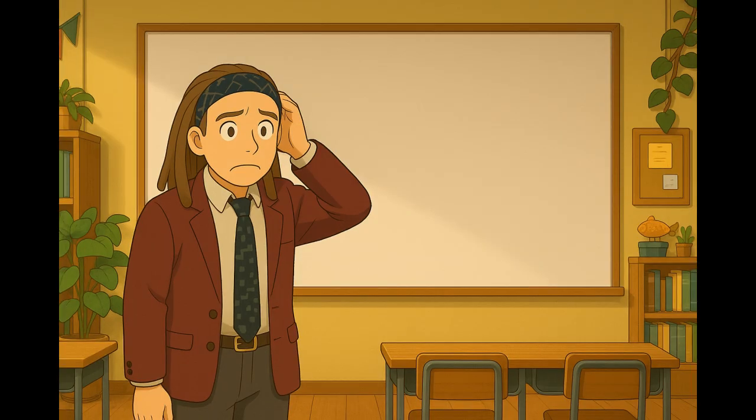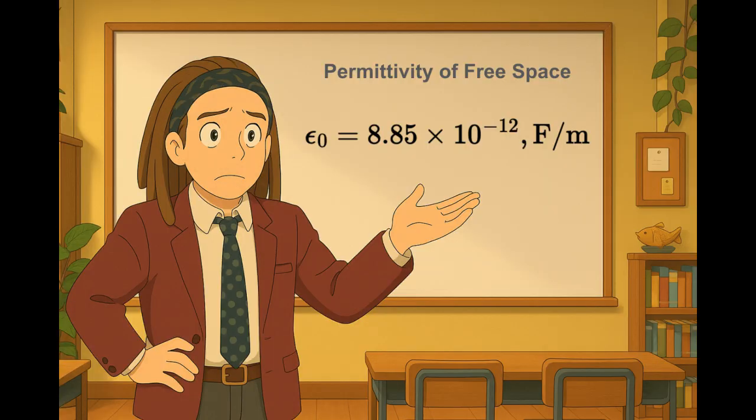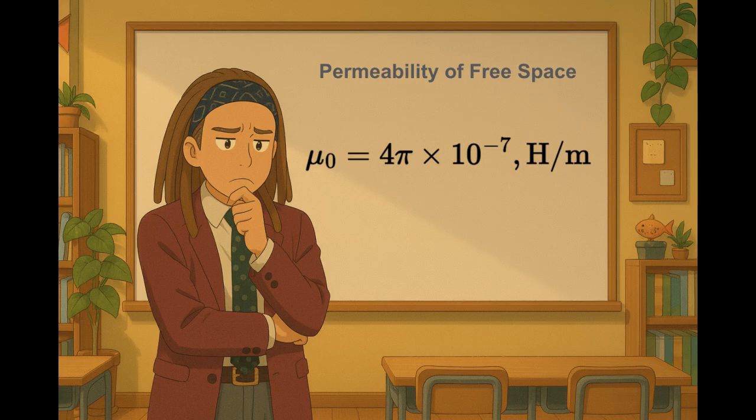We'll also need two fundamental constants: the permittivity of free space, epsilon naught, which is approximately 8.85 times 10 to the power of minus 12 farads per meter, and the permeability of free space, mu naught, which is 4 pi times 10 to the power of minus 7 henries per meter.